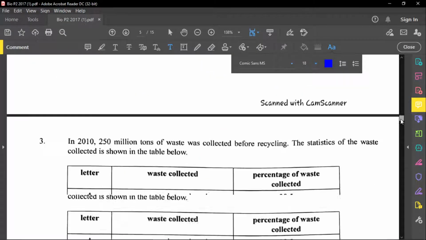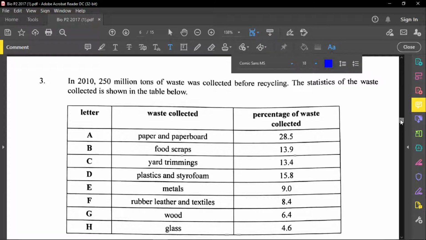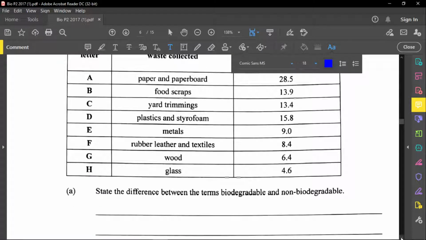So another question here, and this is question number 3. This one is saying that in 2010, 250 million tons of waste was collected before recycling. It said the statistic of the waste collected is shown in the table below. If you notice a number of things here, you will see labels from A to H, and you have different types of waste collected. You could go through the waste, and you also have the percentage of the waste collected. All right, so let's see what the question is saying about these waste substances.